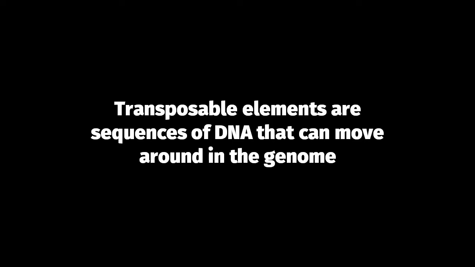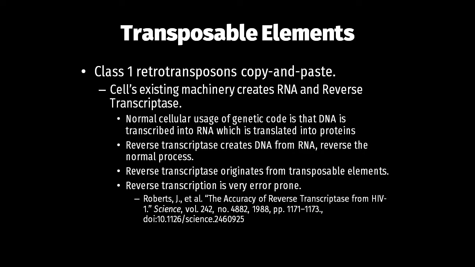Transposable elements are sequences of DNA that can move around in the genome. They are classified into two major groups, Class I and Class II transposons. Class I retrotransposons copy and paste themselves in the genome. They do this by using the cell's existing machinery to create RNA and enzymes called reverse transcriptases. The cell transcribes the retrotransposon's code into RNA. The reverse transcriptase then synthesizes a new DNA copy from the RNA and then inserts the DNA copy at a new location in the genome.